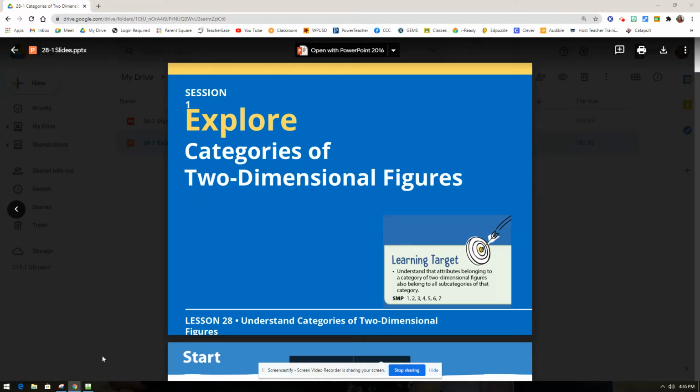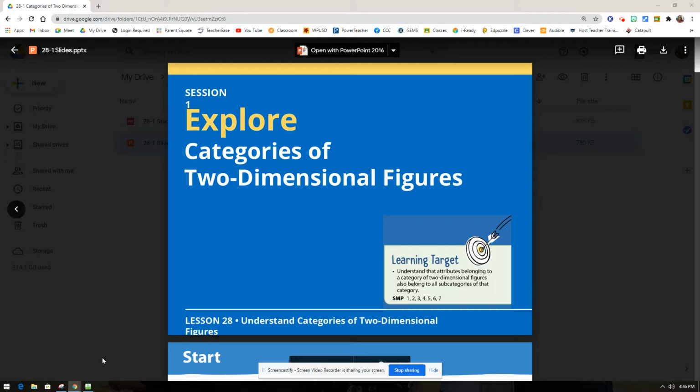Today we're going to be starting our very first lesson in this fifth grade year working with geometry. And so we're going to be looking at the categories of two-dimensional figures. So we'll be talking about many different figures that are two-dimensional and how they are all related. We're going to be working in our Ready Classroom Math Workbook on pages 575 through 578.